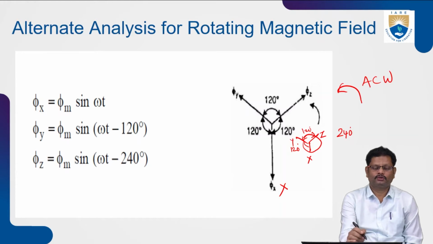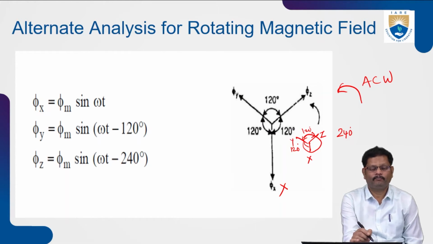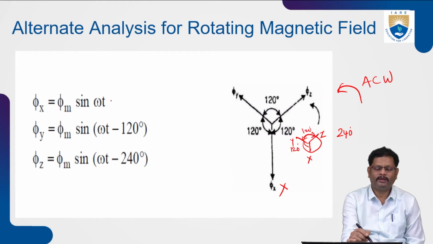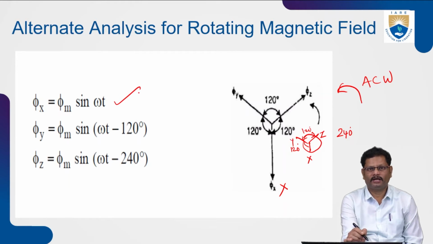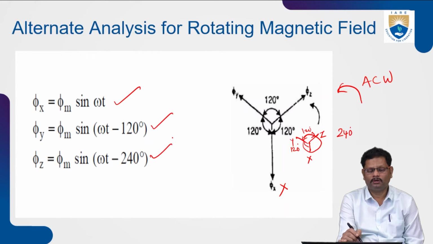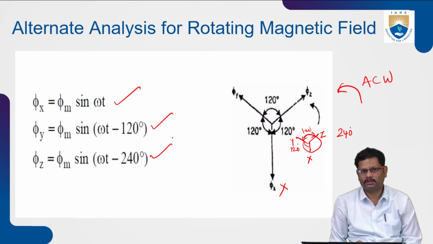Okay. So we can see the equations for flux in the consecutive phases are phi x, phi y and phi z. Phi x equals phi m sin omega t, and phi y equals phi m sin(omega t minus 120), which is lagging by 120 degrees to the X phase, and phi z equals phi m sin(omega t minus 240).